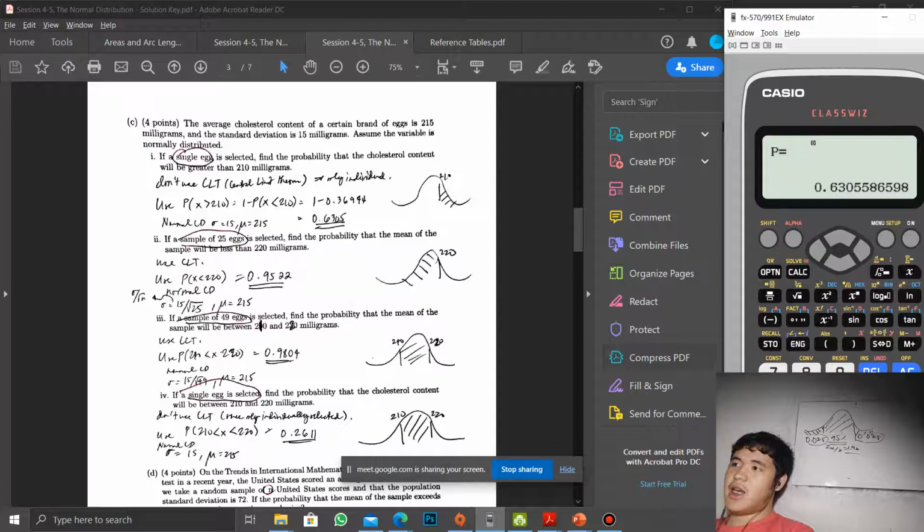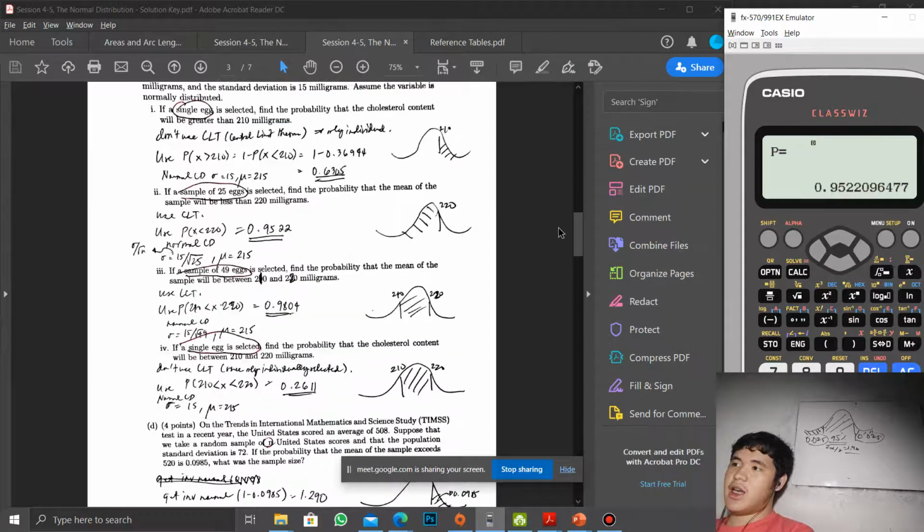Next, a sample of 25 eggs is selected. Sinabi na, 25 eggs. So, 15 divided by the square root of 25. That's 3. 215. Ayan. So, lower bound is 210, tapos yung upper bound is 220. We get 0.9522. That's it.